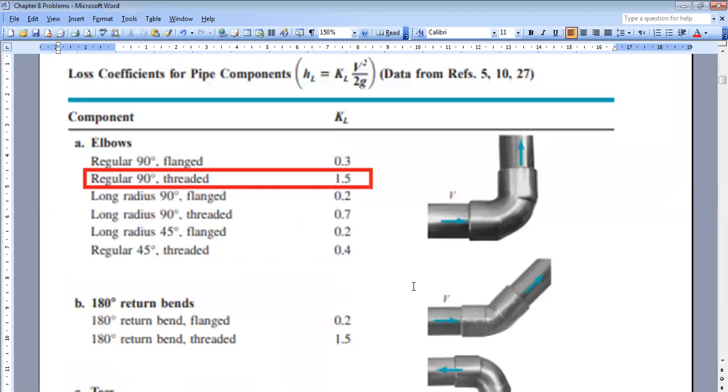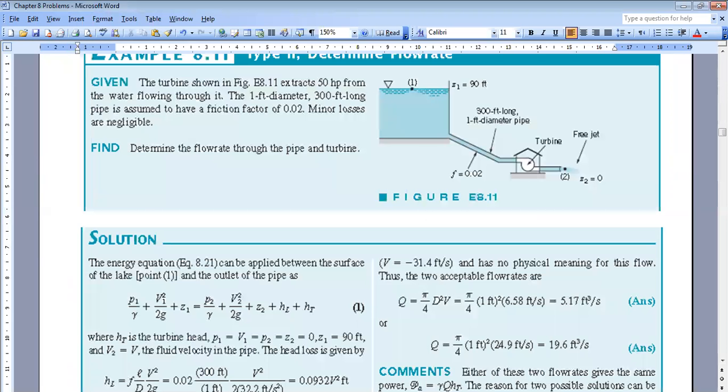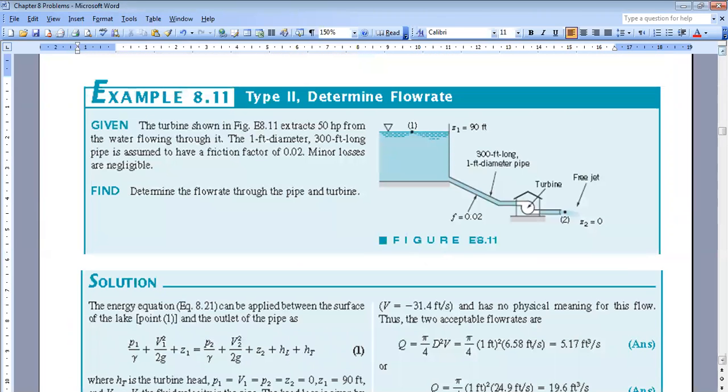Another example. So here we will see another type where we want to find the volumetric flow rate also, but the unknown is our difference. A turbine, shown in the figure, extracts 50 horsepower from the water flowing through it. The 1 feet diameter, 300 feet long pipe is assumed to have a friction factor of 0.02, and minor losses are negligible. Determine the flow rate through the pipe and turbine.